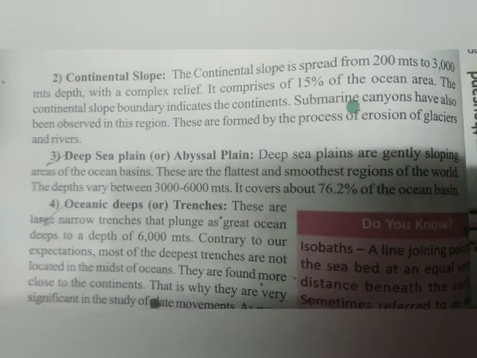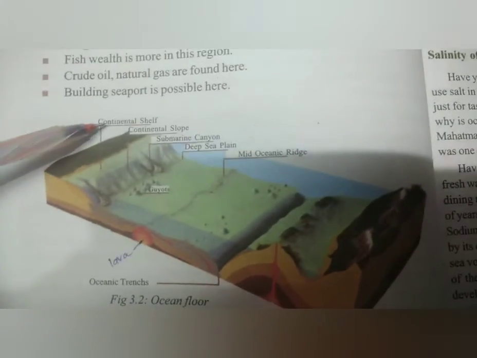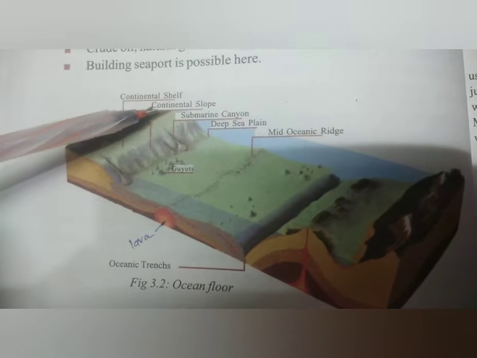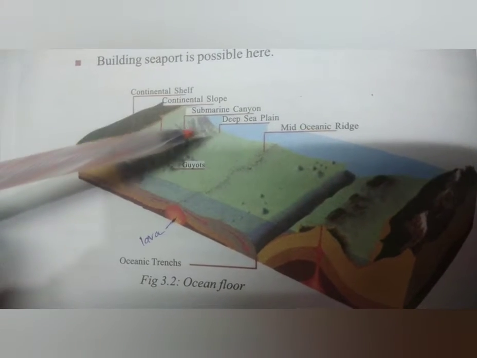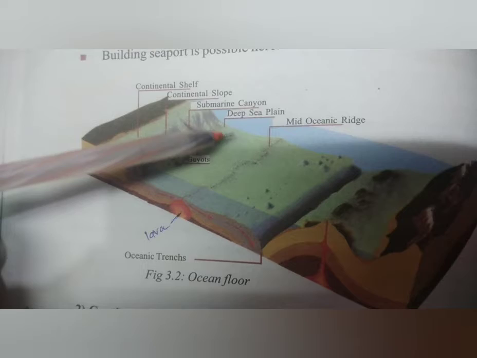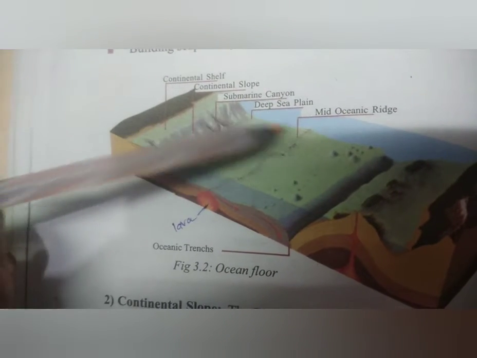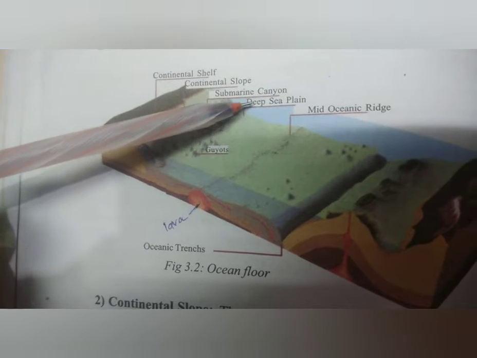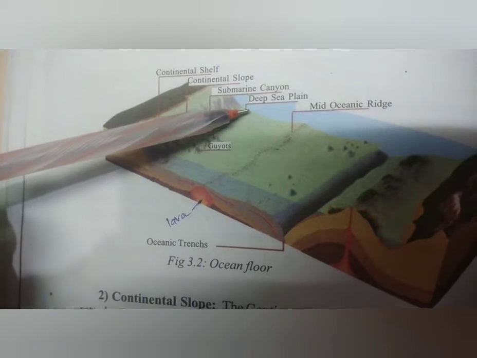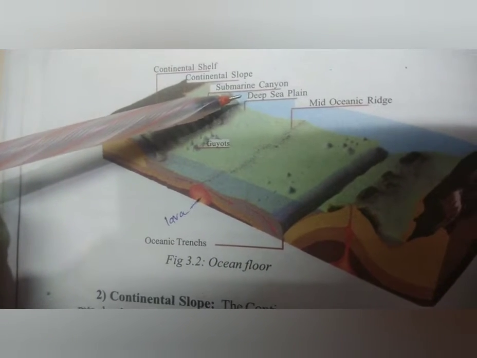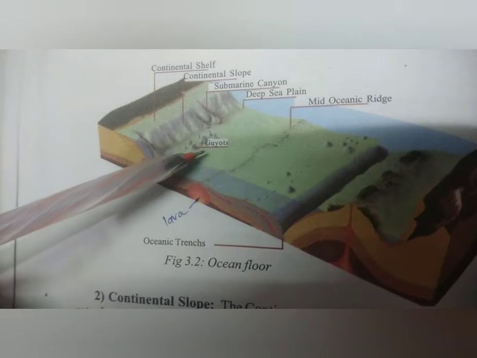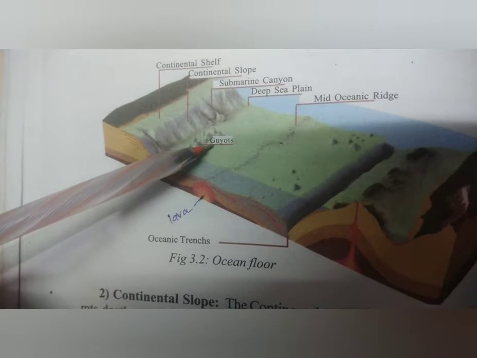Now see the figure here. First is the continental shelf, now the second is the continental slope. In the continental slope we find canyons. Next, see the deep sea plain. Deep, the word itself has its meaning. In our textbook it is mentioned as what we have mentioned here. See here, geodes.